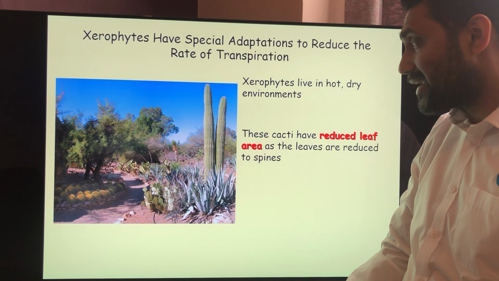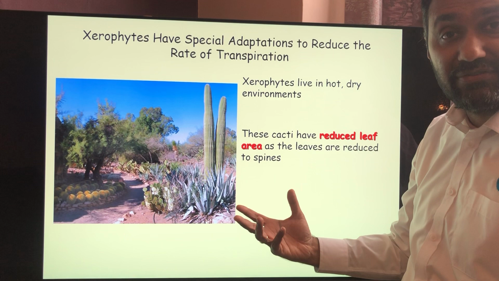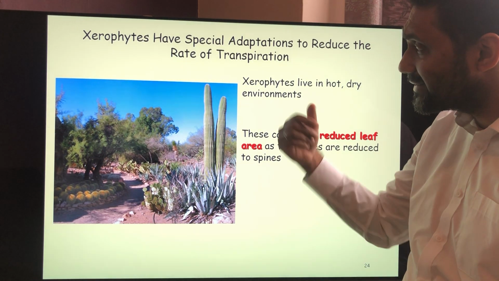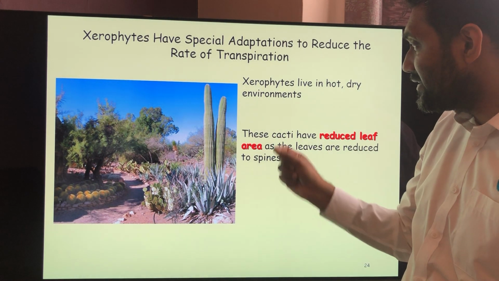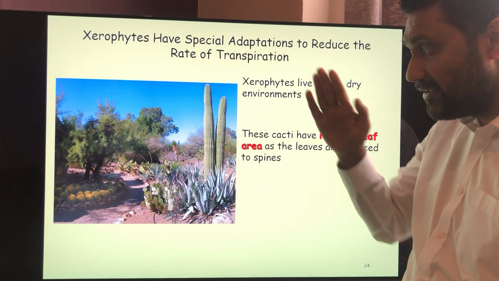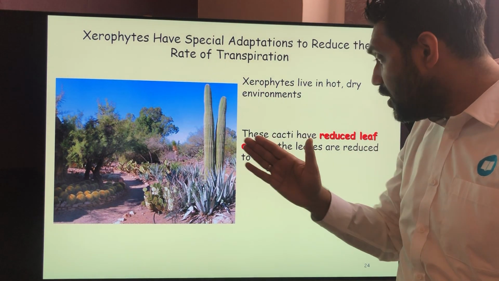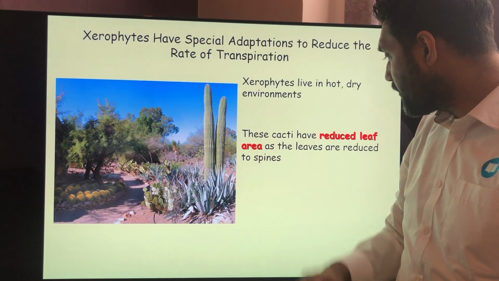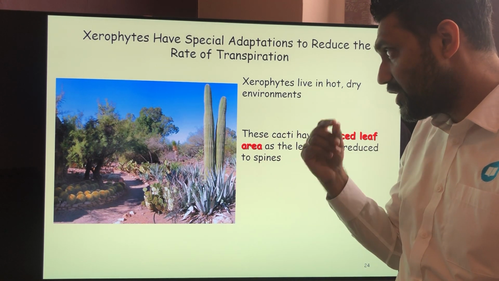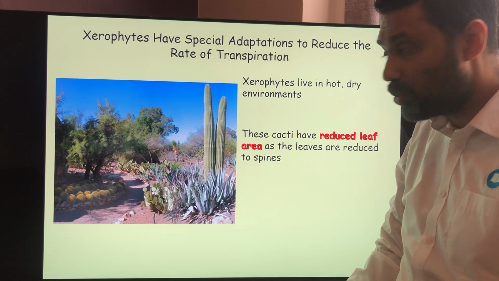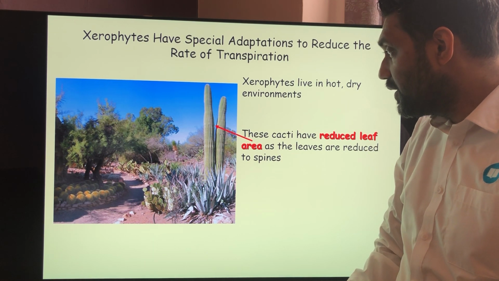So what does a cactus have? Well, cacti don't have leaves. A cactus has these little spines here, and these spines are the equivalent of leaves, but a leaf is broad and flat, so it has a large surface area, so water can evaporate and go out. Whereas a cactus has these little spines, and therefore there's no surface for the water to evaporate from.